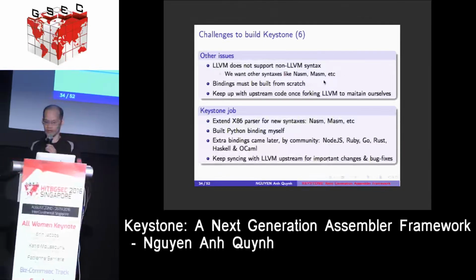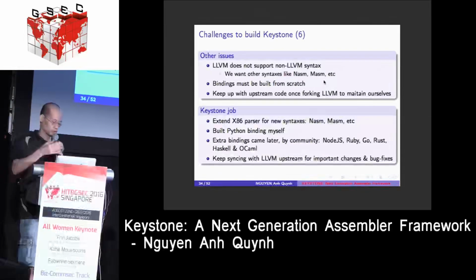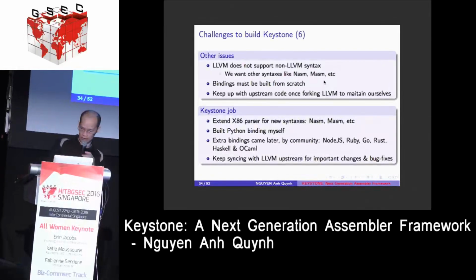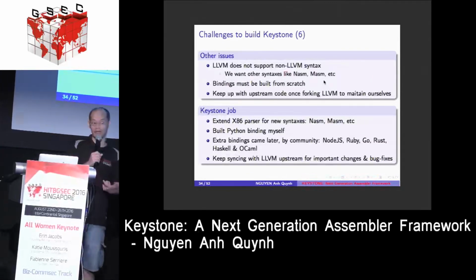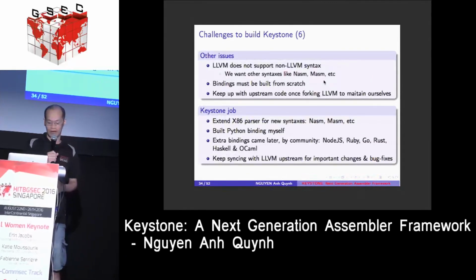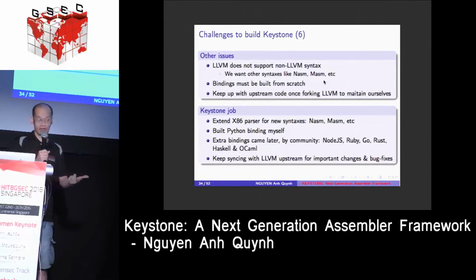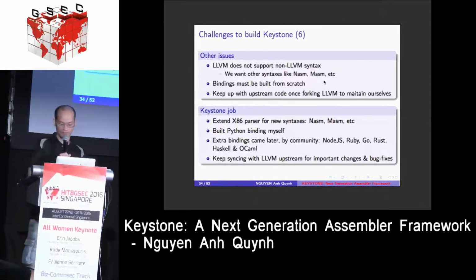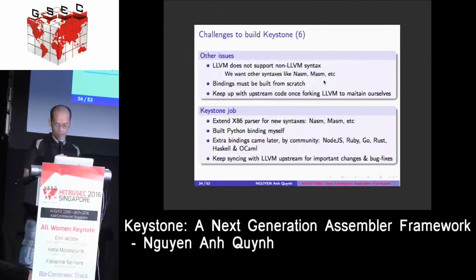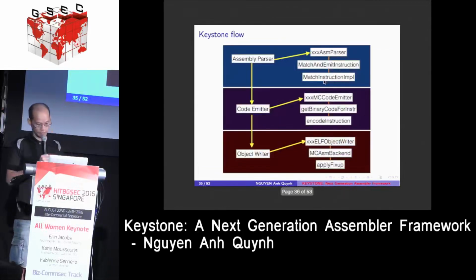So what I had to do here is extend the x86 parser so I can support the new syntax, like NASM is supported now. And initially I built the Python binding myself from scratch. After that, extra bindings came later, built by the community. So we have 7 bindings in total now. And we had to frequently keep syncing with LLVM to fix bugs, to add more changes, more features. Yeah, so a lot of work.